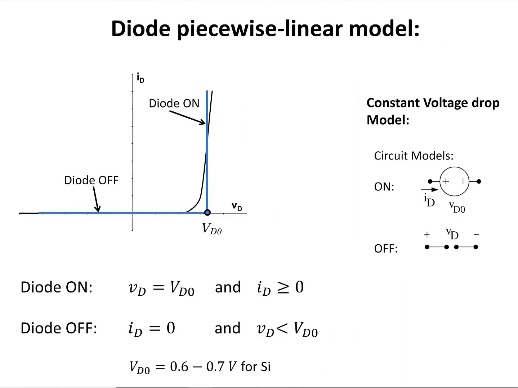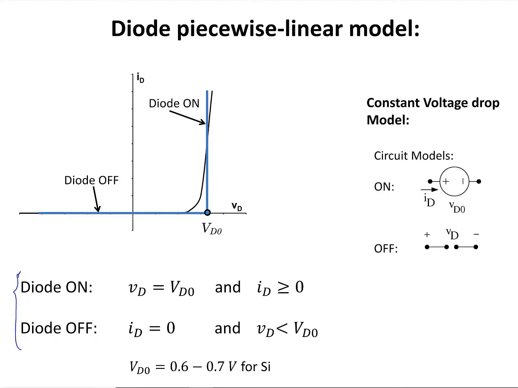These are the equations for the piecewise linear model. Diode on: VD is VD naught, ID is greater than or equal to 0. Diode off means ID equals 0 and VD is less than VD naught. For the case of silicon, the cut-in voltage or the built-in potential is about 0.6 to 0.7 volts.